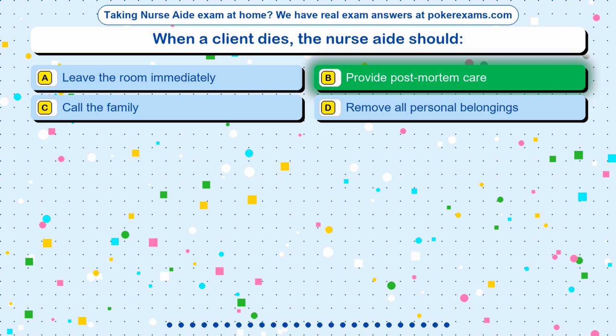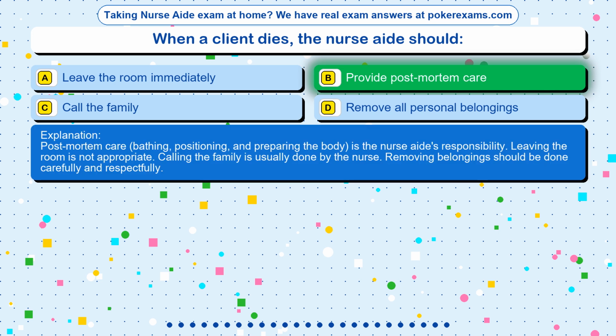The correct answer is option B, provide post-mortem care. Post-mortem care, bathing, positioning, and preparing the body, is the nurse aide's responsibility. Leaving the room is not appropriate. Calling the family is usually done by the nurse. Removing belongings should be done carefully and respectfully.